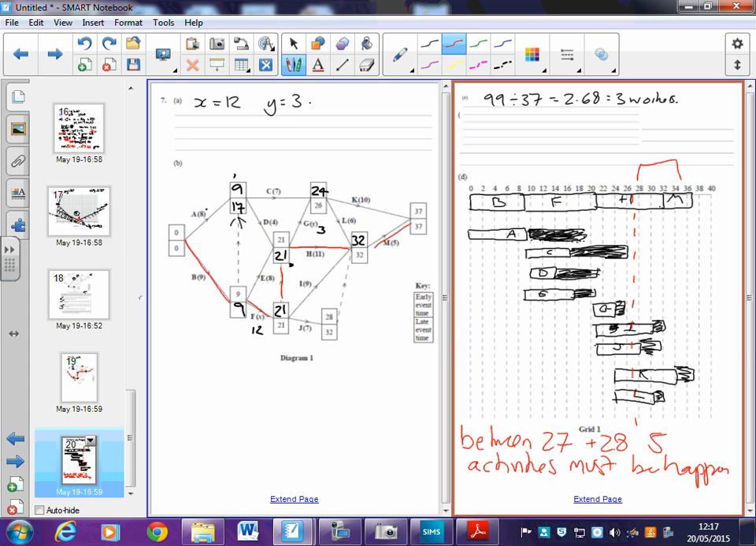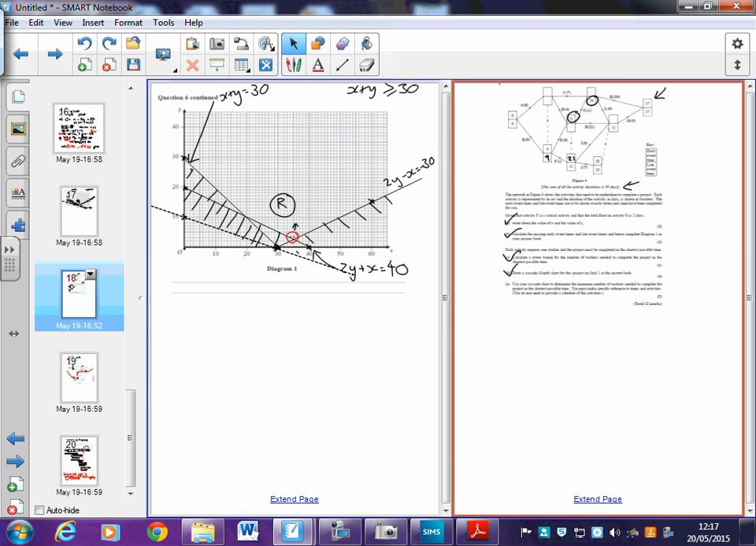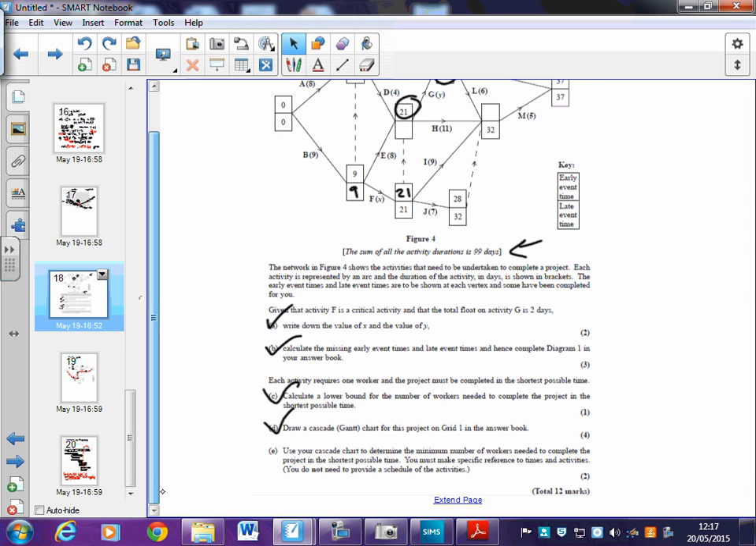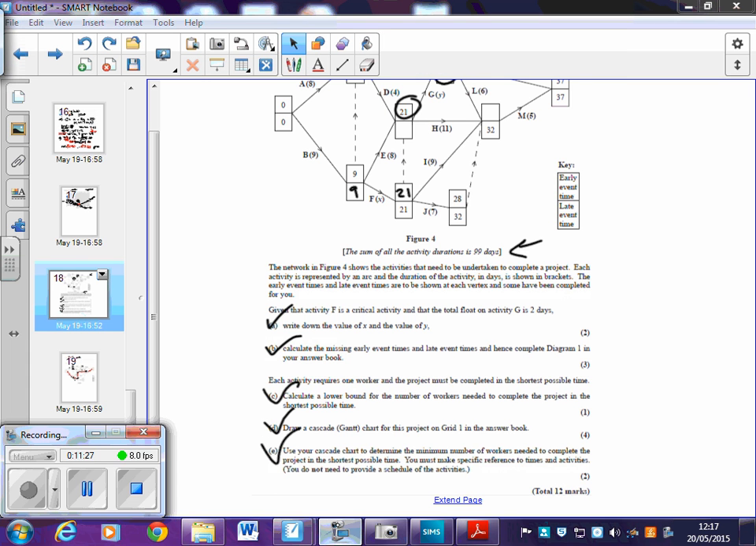So that means that we are going to need 5 workers. So 5 workers needed for that. I don't know why I wrote that bit in red. There we go. So going back to the question, just checking that we've got everything. We made specific reference. We didn't do the schedule. Tick. And that is that question completed.